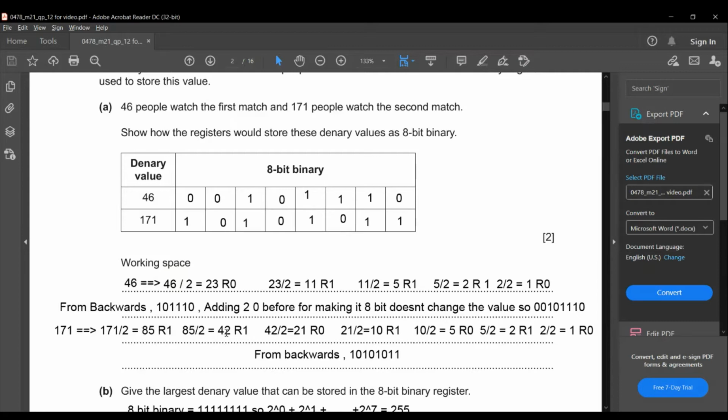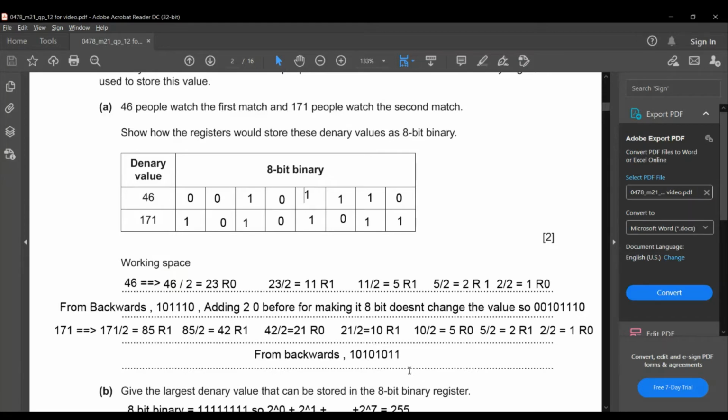This divided by 2 will give you 42 with remainder 1. 42 divided by 2 will give you 21 with remainder 0. 21 divided by 2 will give you 10 with remainder 1. 10 divided by 2 will give you 5 with remainder 0. 5 divided by 2 will give you 2 with remainder 1. At last 2 divided by 2 will give you 1 with remainder 0. Moving from backwards, the binary value would be 1010 1011. So this is the answer for the 2-mark question.